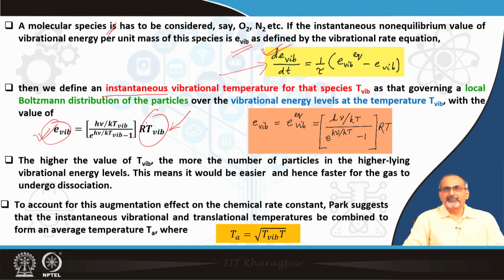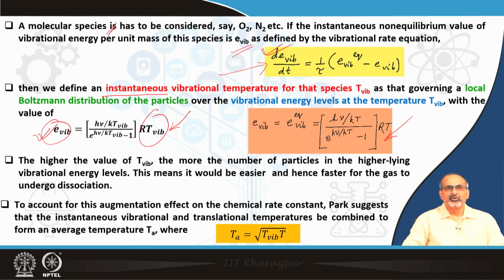Once you get T vibe, a local Boltzmann distribution of the particles over the vibrational energy levels corresponding to temperature T vibe can be obtained from this equation. The higher the value of T vibe, the more the number of particles in the higher lying vibrational energy levels. This means it would be easier and hence faster for the gas to undergo dissociation, like we have mentioned before also.